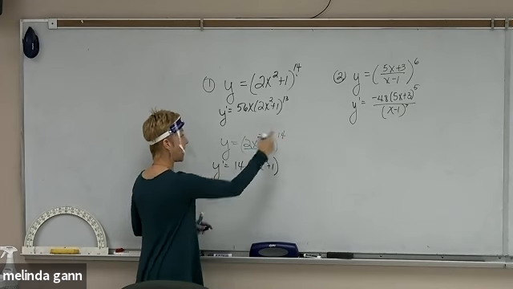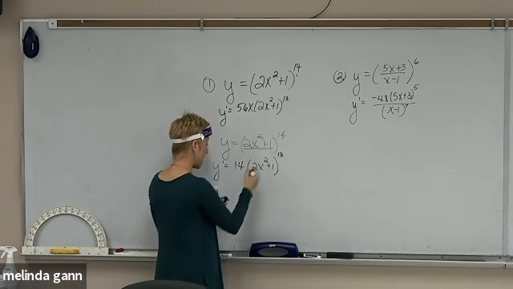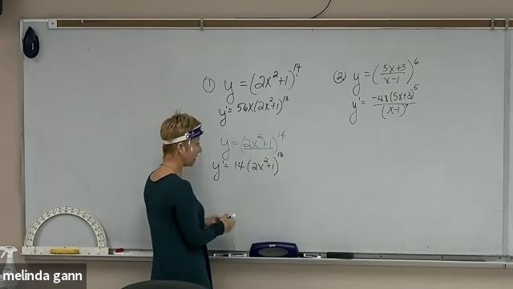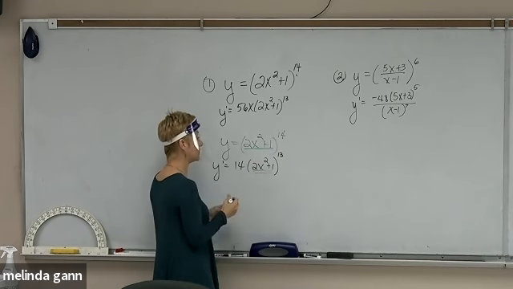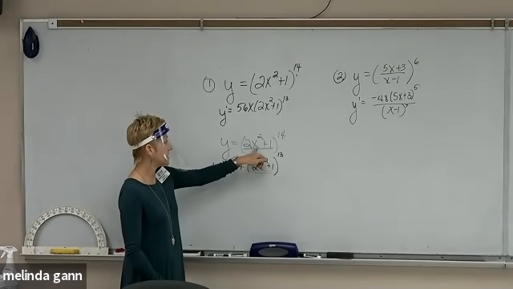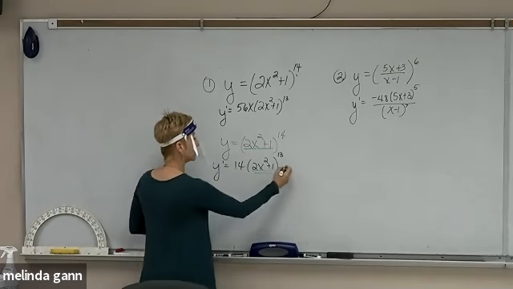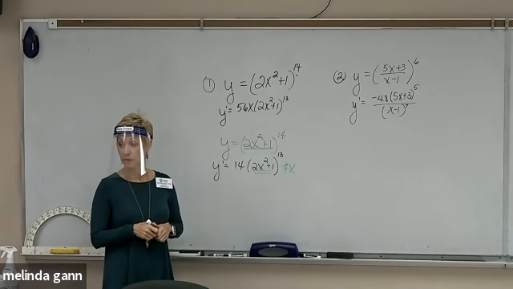What happens to your power? So that gives me a what? 13. Now, if you're going to do this, though, you cannot forget this step. And the step is you have to have the derivative of the inside. So what is the derivative of this inside? 4x. It's one extra step.